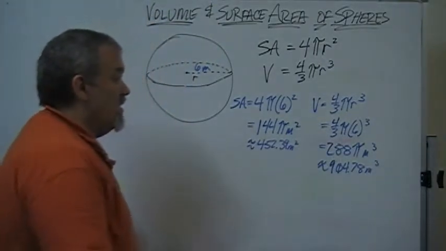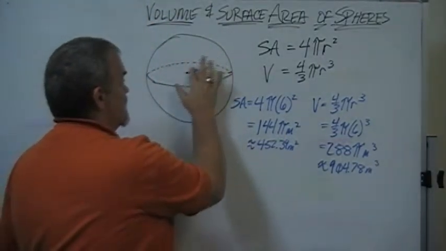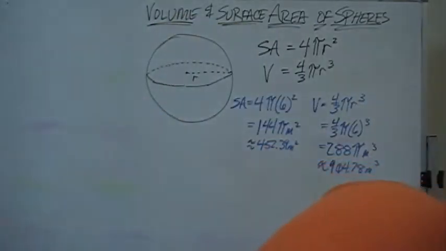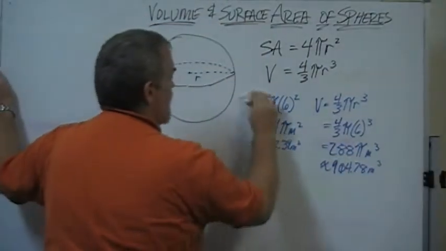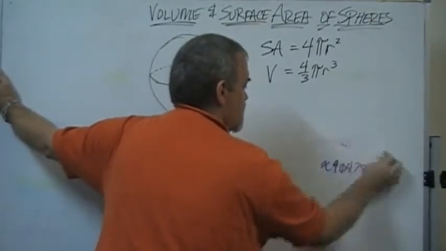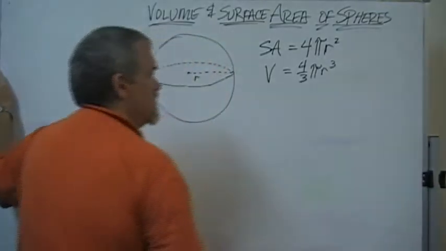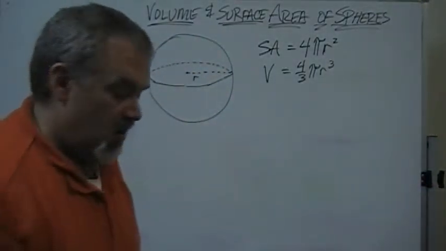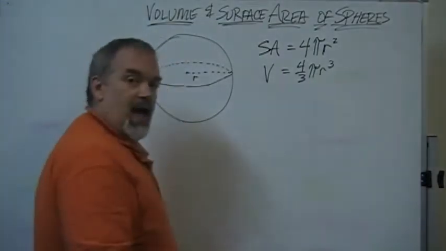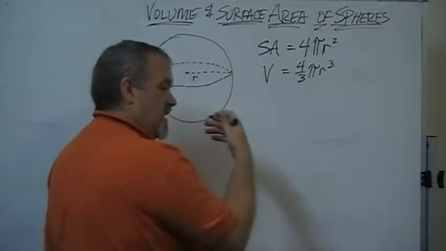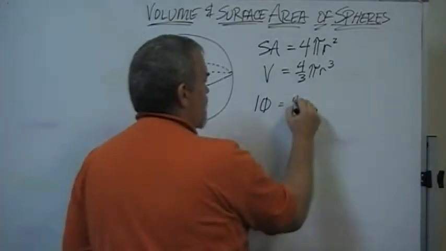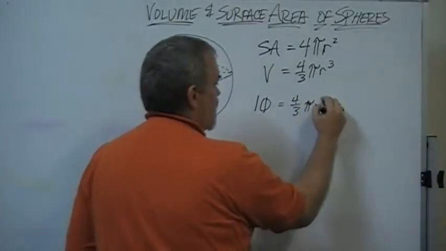Now, let's say though we could end up with a problem that did not give us the radius. Let's say, for example, we had a problem more like this one. And our problem, instead of giving us the radius, told us that the volume of our sphere is 10 meters cubed. So, of course, we'd start out by writing our formula down. Volume equals 4/3 pi r cubed. And we know that the volume, 10 meters cubed, is equal to 4/3 pi r cubed.